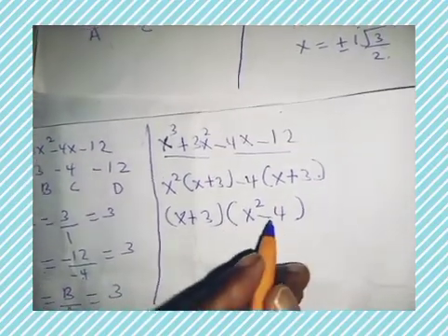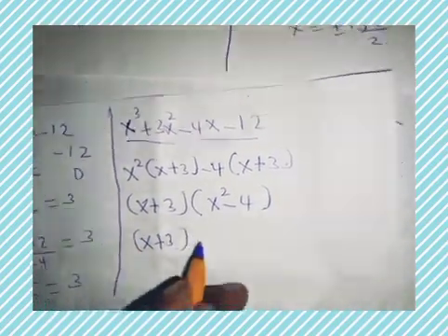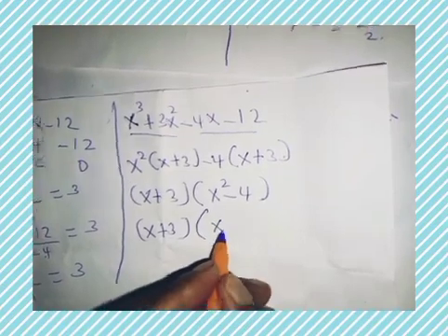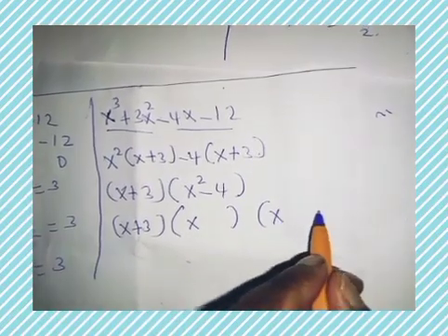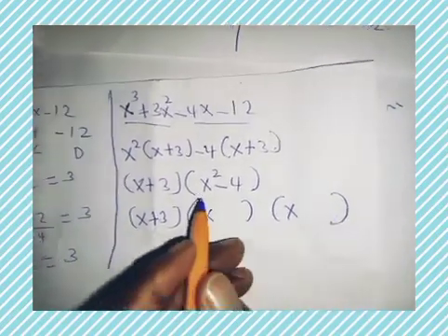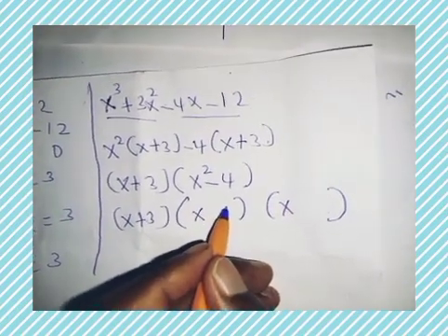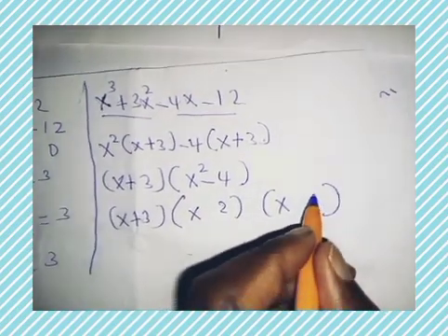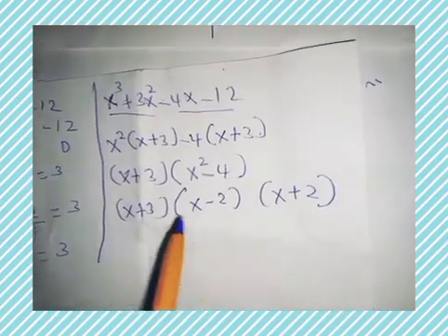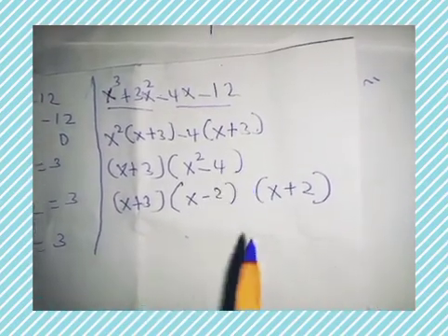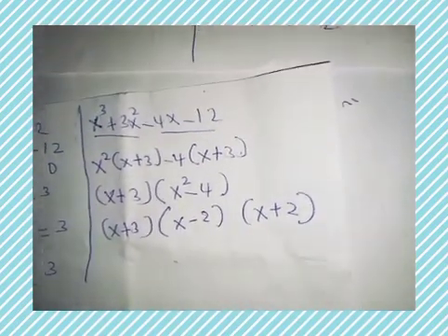Now this one can be factorized further. X plus 3 into bracket x, a number. The other one is x, a number. So you ask yourself, what are two numbers which you can multiply to get -4, and when you add, you get 0? One of them is minus, the other one is positive, because -2 times 2 is -4, and -2 plus 2 is 0. So that is how you factorize.